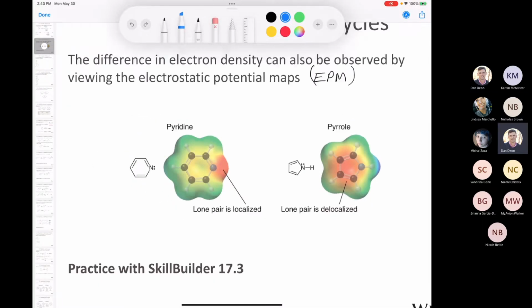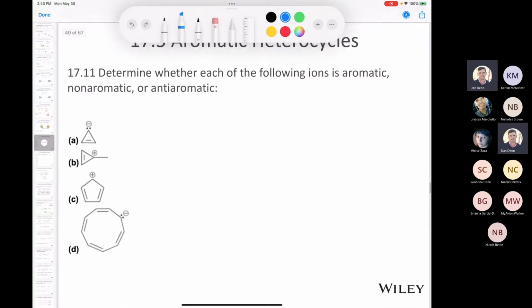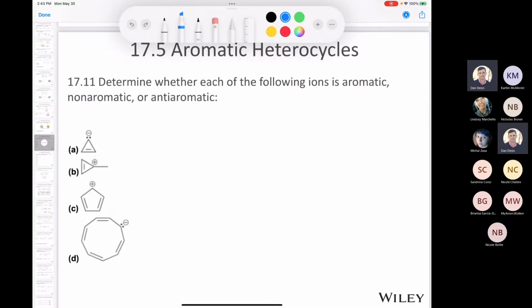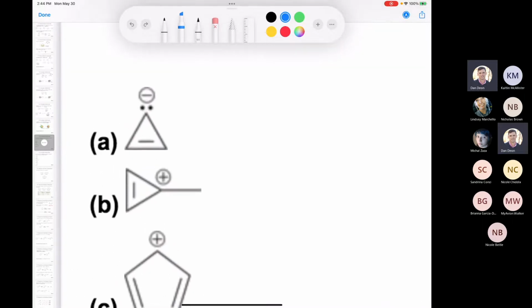Pretty neat, huh? Okay, well, let's try some practice problems. Some of these are easier than others, but let's try and muscle our way through them. It just says determine whether each of the following compounds is aromatic, non-aromatic, or anti-aromatic. Let's take a look at the first one. This is a cyclopropenyl anion, this one here.